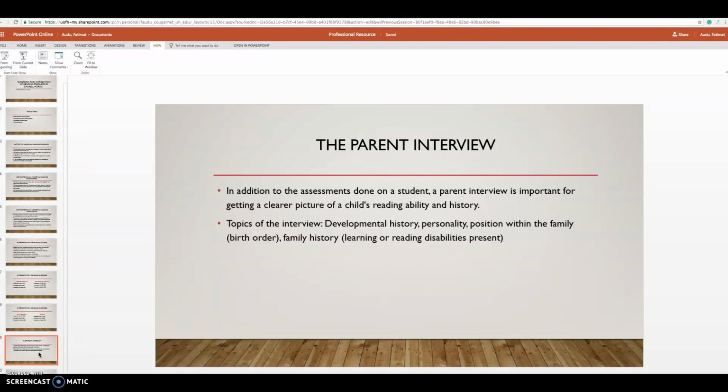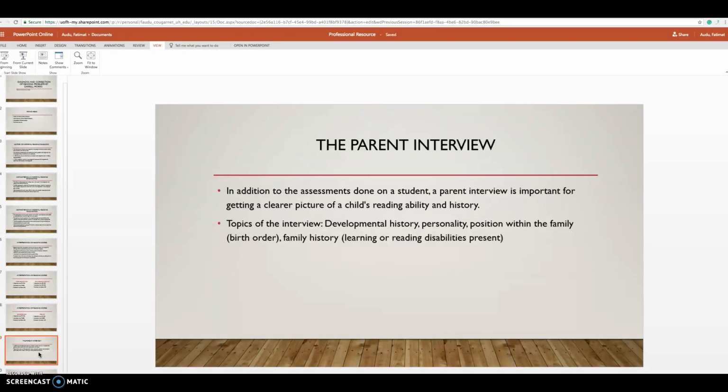And then they had the parent interview. The importance of the parent interview is that the assessment will tell you certain things, but the parent interview really gives you a clear picture of what a child's ability is, because obviously they're their parents, so they know their history. They know when they started to notice different things that may have been telling of some type of problem. Parents know those milestones, those markers, like, oh, my child wasn't walking, they were a little delayed at this, and different things come out in the interview that give you more insight into whether there's more to the story than just a reading disability or problem. And so it goes over the topics of the interview: developmental history, personality, like what they like and don't like, position in the family, are they a firstborn or a lastborn, family history.